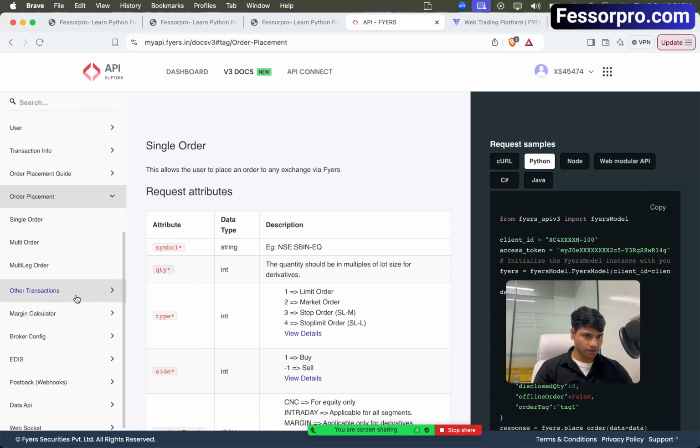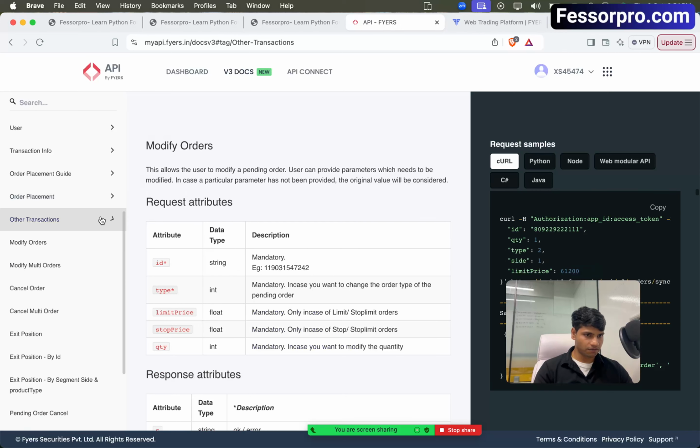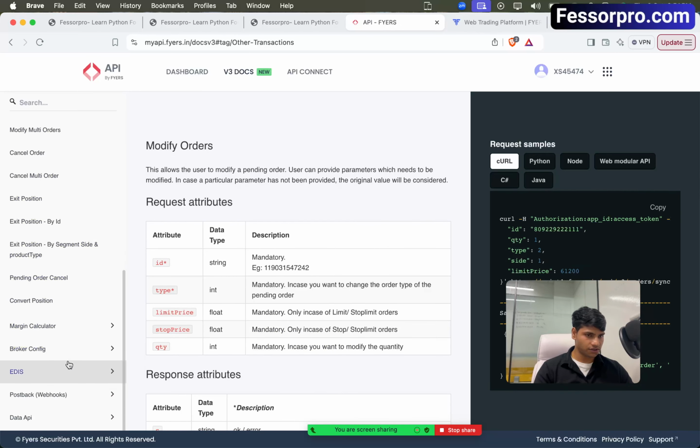I think I've covered everything. I've covered the order placement guide. I've covered the other transaction. I've covered all the orders.